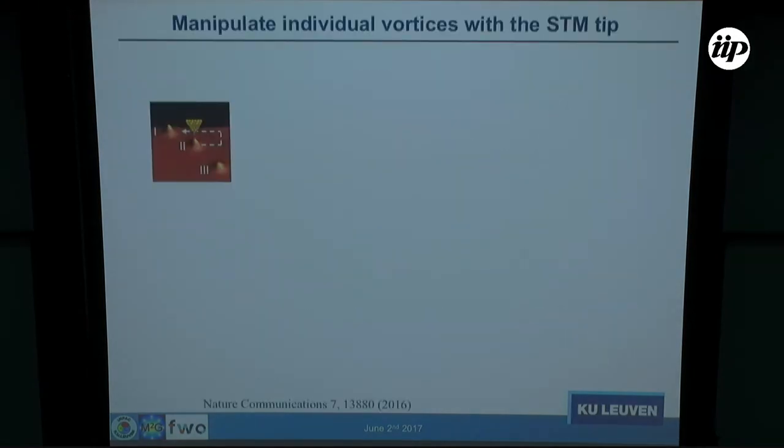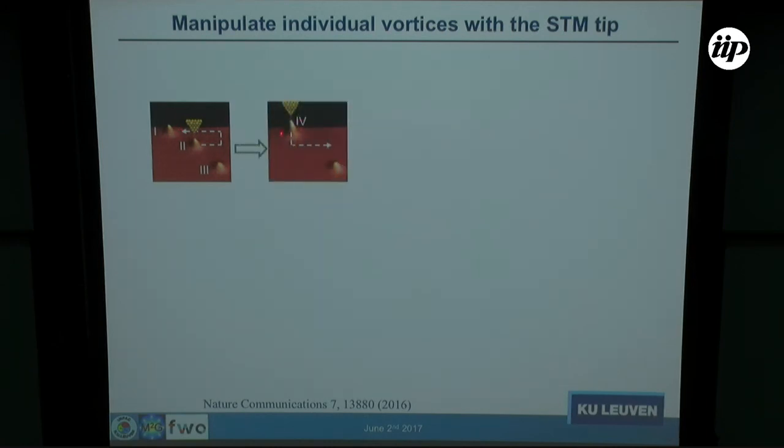At last, I want to show you that we can use this technique to manipulate individual vortices. What we do is very simple. We apply a tunneling pulse 1 micrometer away from the vortex, and the vortex will be attracted to the position of the STM tip. Then we apply another tunneling pulse 1 micrometer from the new position of the vortex, and we repeat this process. By doing this, we are able to drag this vortex along this dashed line and merge it with this other vortex.